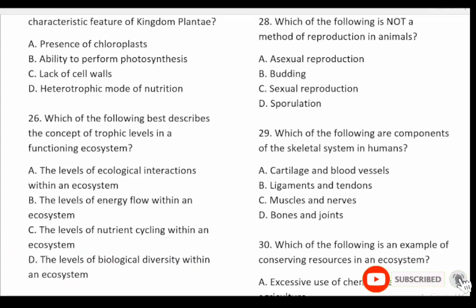Now, when we look at this now, the answer there is option B, the levels of energy flow within an ecosystem. When we talk about trophic level, we are talking about the manner in which energy is being transferred from one organism to another and from that organism to the next, and how the energy keeps moving in that manner. So it is the energy that we are trying to monitor, the energy that we are trying to know how it has flown from one organism to the other, that we are actually looking out for here. So trophic level actually determines the levels of energy flow within an ecosystem. So that is the answer to question.